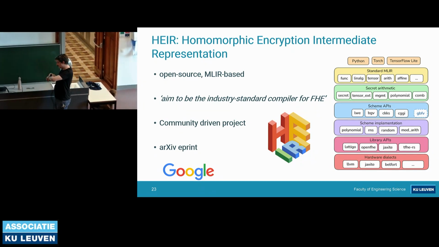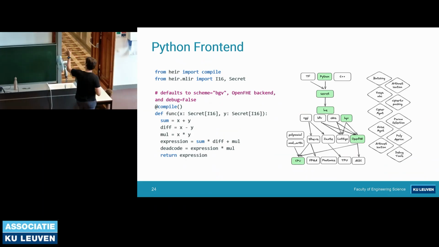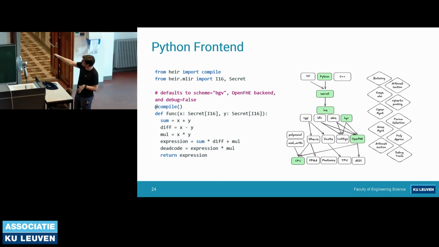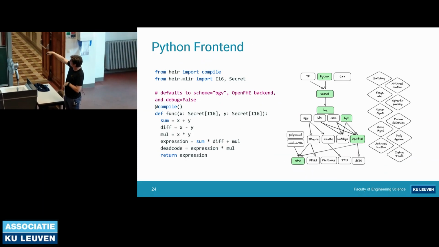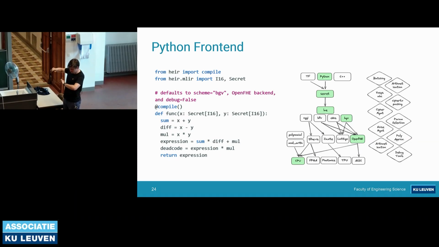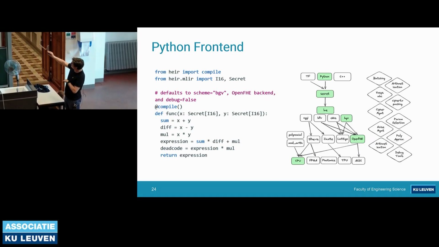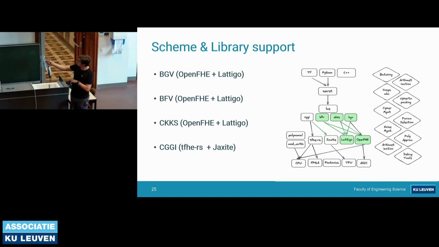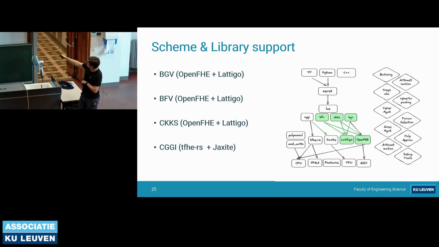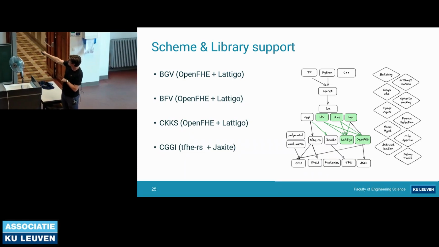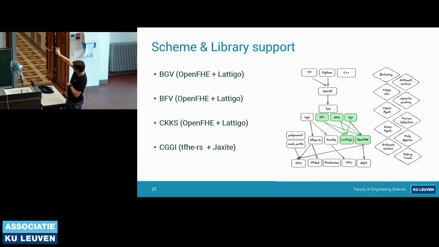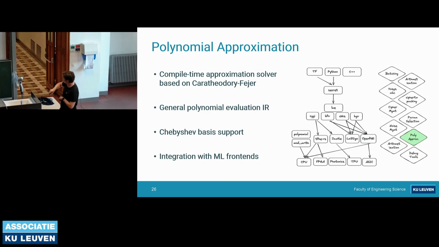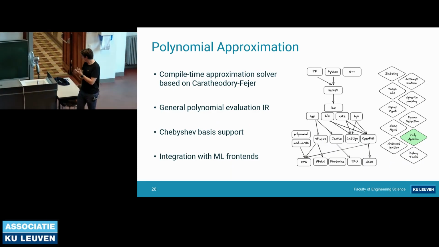But now, what is all in there? We have a Python frontend, so people can just write Python code. It will output. I will quickly go over it. We have scheme support. Today, mostly all of these schemes are implemented in libraries. So what we typically do is, from the BFV, CKKS, BGV definition, we just export code that works with these libraries. We have polynomial approximation as well.